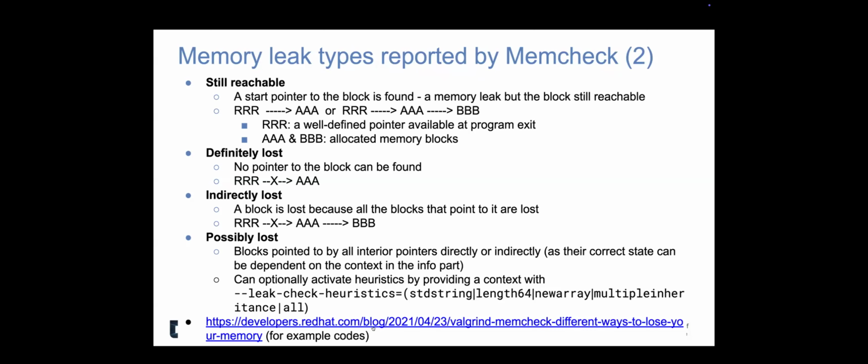You can take a look at this blog. It has many simple example codes to show what types can be classified as possibly lost, what types can be classified as still reachable, etc. It's a pretty interesting blog.